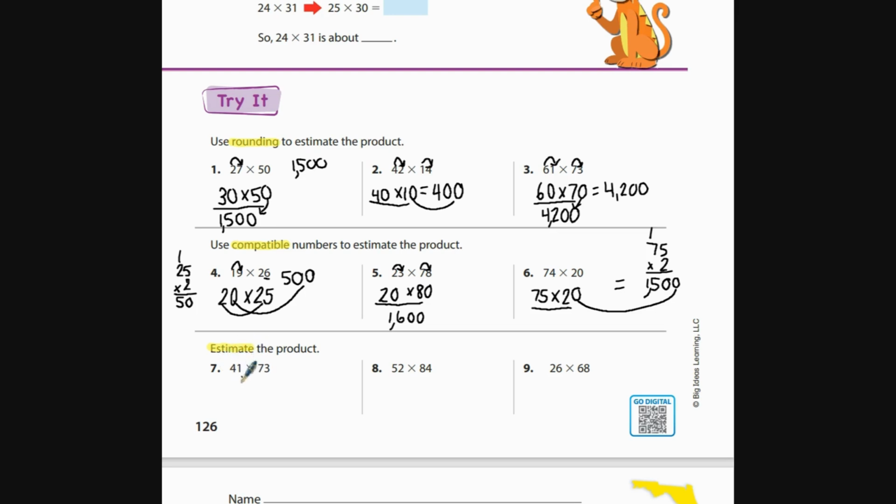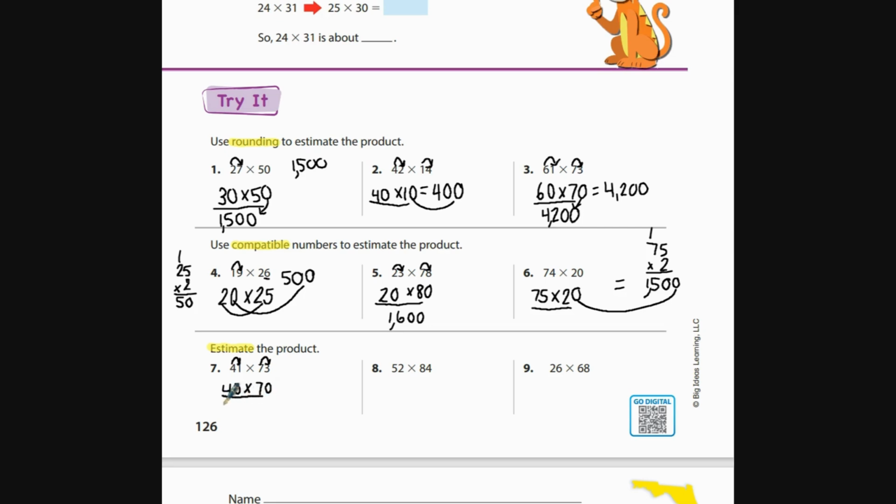So let's just round, because let's keep the same rules. None of these are close. This is not close to 45 and this is not close to 75. So let's just round it to the nearest 10. 41 rounded to the nearest 10: this is 4 or less, let 4 rest. 1 becomes a 0. Times 73. Look at the 3. 3 is again 4 or less, let 7 rest. 3 becomes a 0.